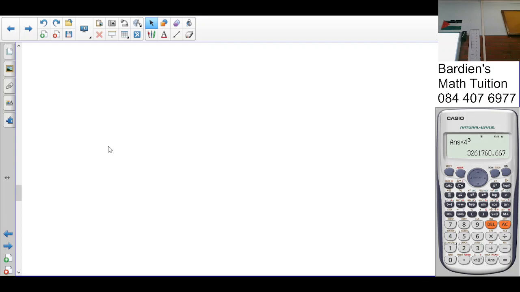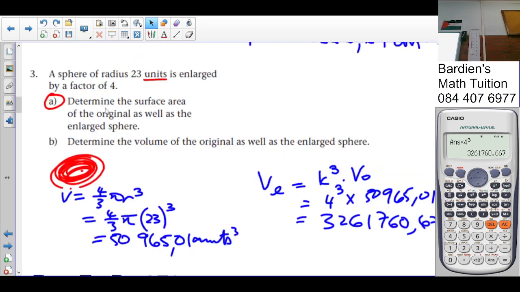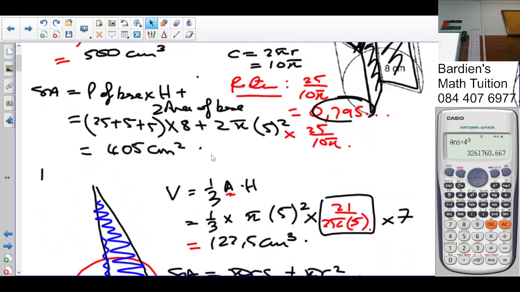Is that it? Right. So that basically brings us to the end of measurement. Yes?